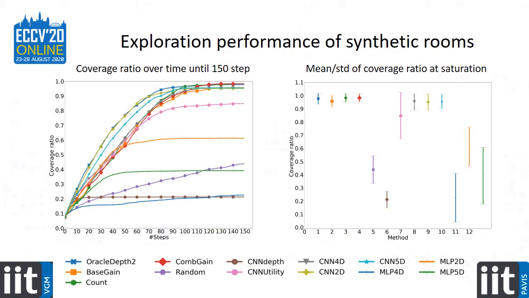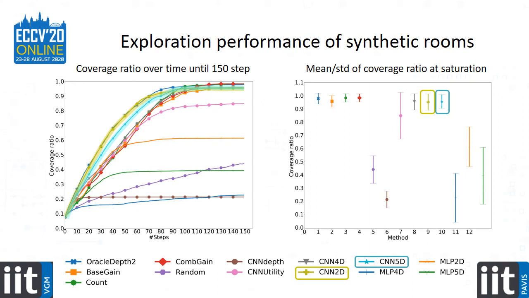We first show the exploration performance evaluated on the synthetic rooms. On the left, we plot the coverage ratio achieved by different methods over time, while the right one shows the mean and standard deviation of the coverage ratio achieved at saturation. All autonomous methods terminate at 150 steps, while most methods saturate in their exploration performance. Oracle DEPS2 functions as the performance upper bound for all the learning-based methods. We can see that our ExHistCNN variants, CNN2D and CNN5D, leverage the depth information to explore faster compared to CNN4D at the earlier stage, and saturate at a similar coverage ratio which approaches the performance of Oracle DEPS2.